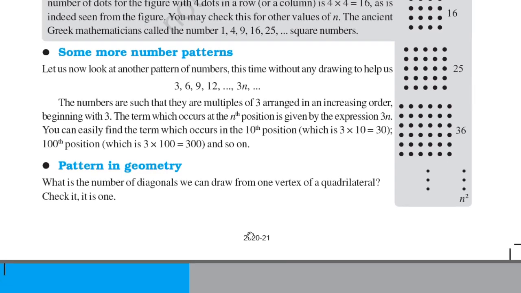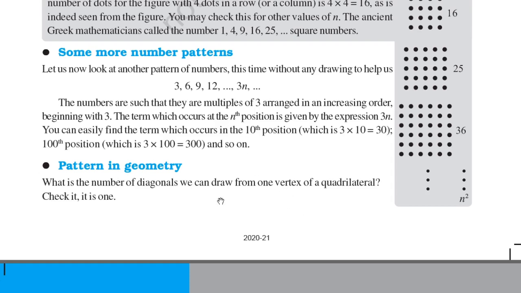Let us now look at another pattern of numbers, this time without any drawing to help us. So we can see here there is a pattern 3, 6, 9, 12, 3n. So you can see the numbers are multiples of 3, arranged in increasing order, beginning with 3. The term which occurs at the nth position is given by the expression 3n. You can easily find the term which occurs in the 10th position, which is 3 into 10, that is 30. The 100th position is 3 into 100, that is 300, and so on.